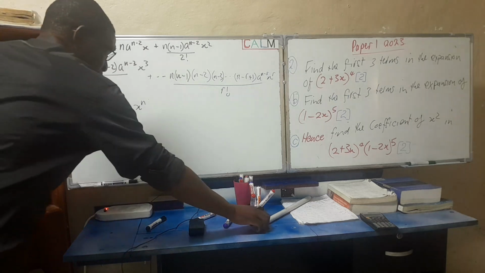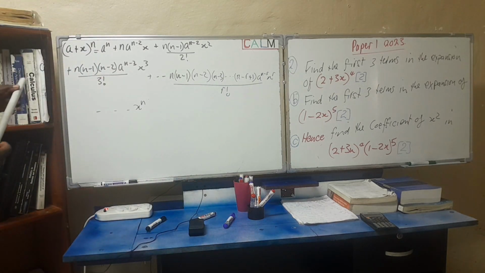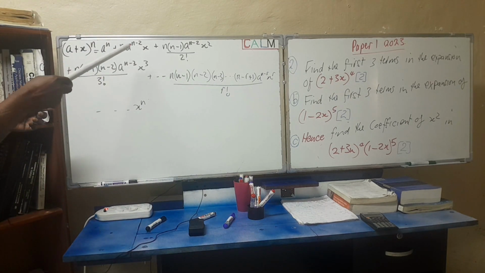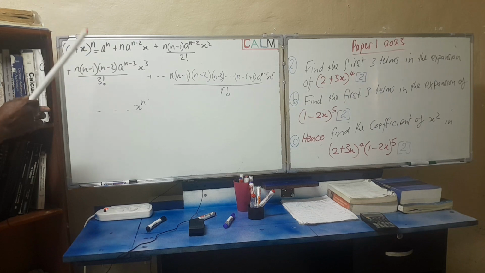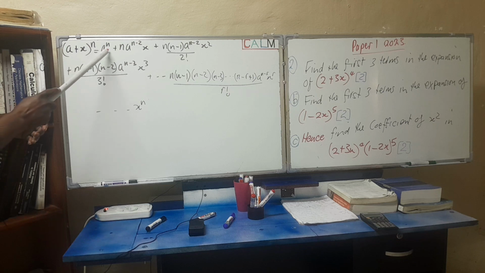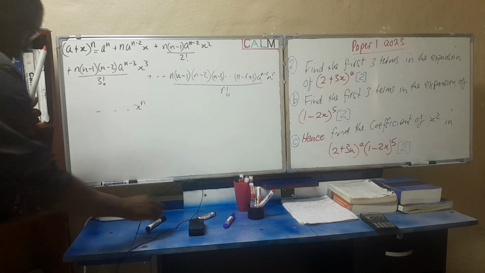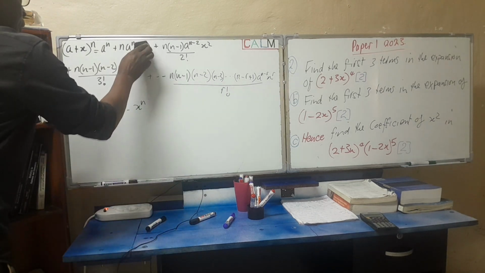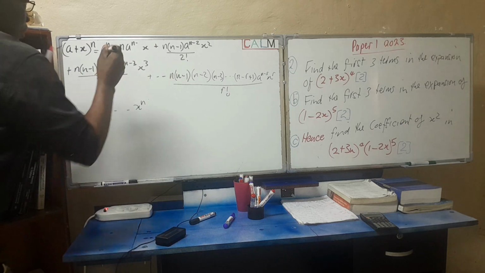We should notice a few things here. In every term, the power to which a is raised plus the power to which x is raised always equals n. Here x is raised to the power 0 and a is raised to the power n. Sorry, this is supposed to be a 1 here.